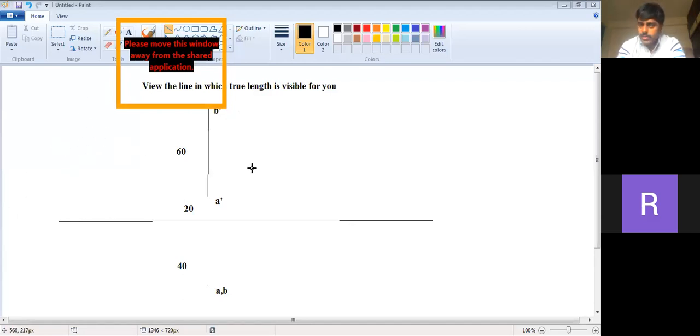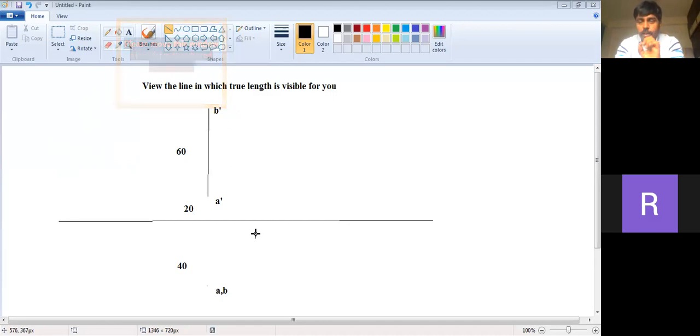One more, second problem I'm drawing it. Second problem, what they are saying, line length they have given 60. But what they are saying, point, look at this point. First one, it is 40 mm in front of VP and 20 mm above HP. That was the thing they mentioned. Now what they are saying, 20 mm in front of VP, 40 mm above HP. Now this is reverse. So I'm saying 20 mm in front of VP.